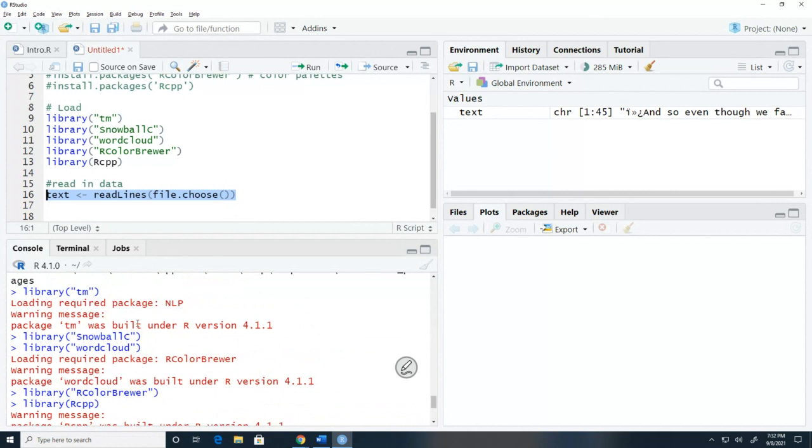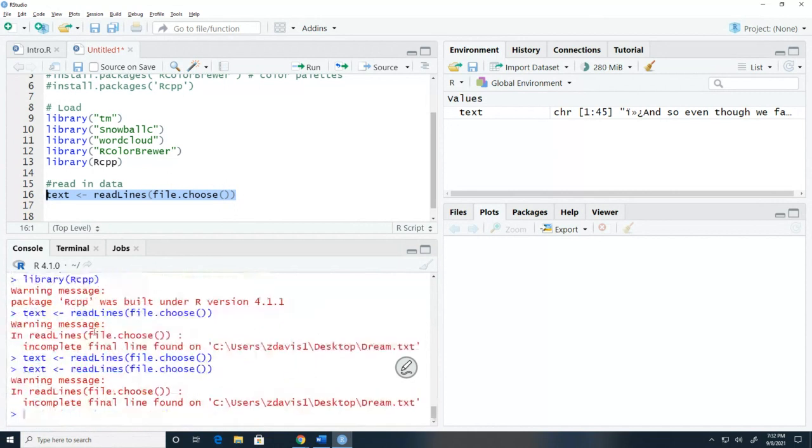NLP. It should be all right. I think if we get down to when we start running the functions and you get errors, then we'll know that the library didn't open up. But I mean, they all installed, right?